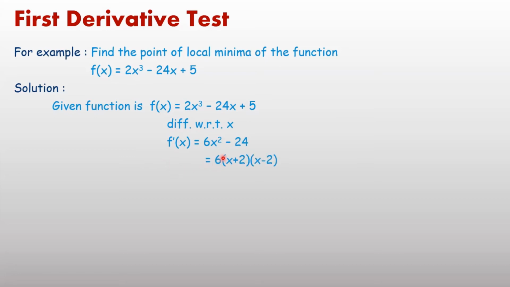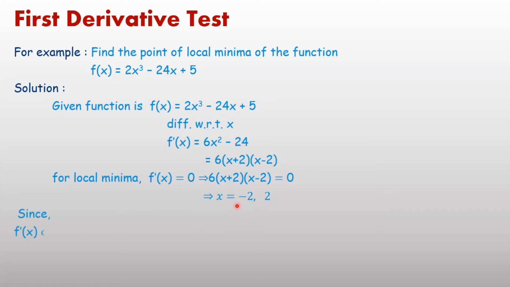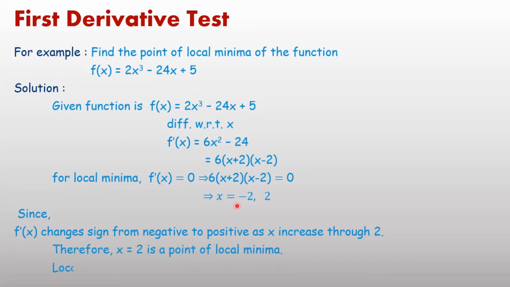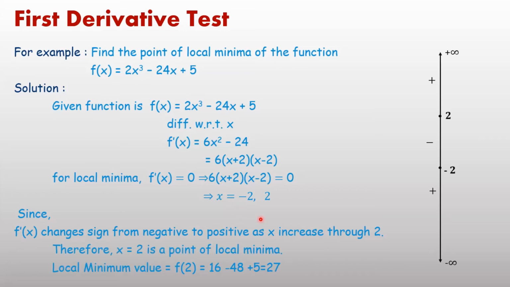And factorize it: 6 common, x plus 2 into x minus 2. For local minima or local maximum, in both cases f dash x equals 0. Write down the value of x, and the same result we are getting: minus 2 and plus 2. Now you have to check the nature of f(x). So two values of x you are getting, minus 2 and plus 2.